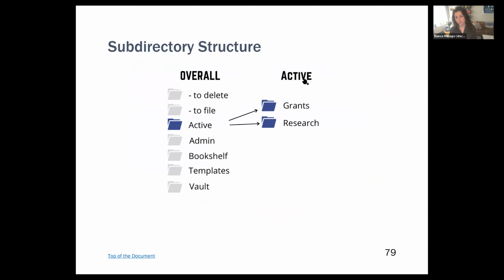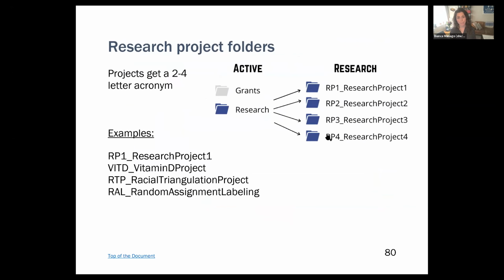Subdirectory, again, within my active folder, I've got teaching and other things, but let's pretend it's just grants and research because we're talking about research projects right now. Within my research project, all projects get a 2 to 4 letter acronym, which is really nice. And all of the files within that project also get that 2 to 4 letter acronym at the beginning of them. I'll talk more about that in a minute, but they're all there.